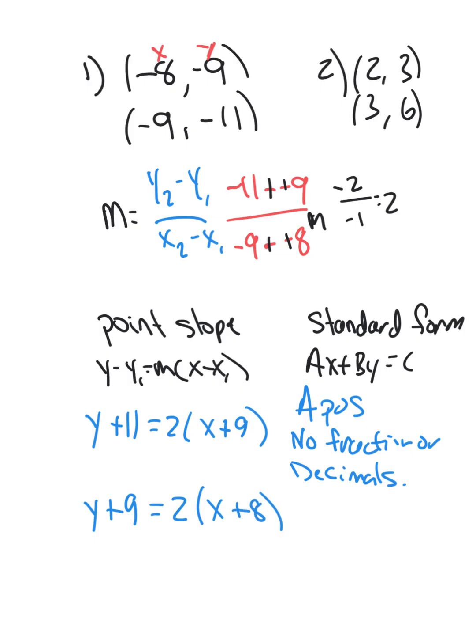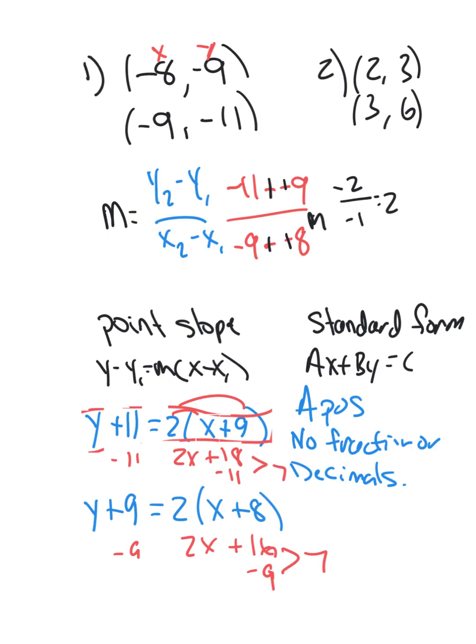And why would they be the same? Here's the reason why. So 2 times x is 2x plus 18 when you distribute. And then the opposite of adding 11 would be subtracting. And what is 18 minus 11? 7. So if I distributed 2x plus 16, and opposite of adding 9 is subtracting, is 16 minus 9, also 7? Yeah, so if we solve them for y, you would get the same answer.